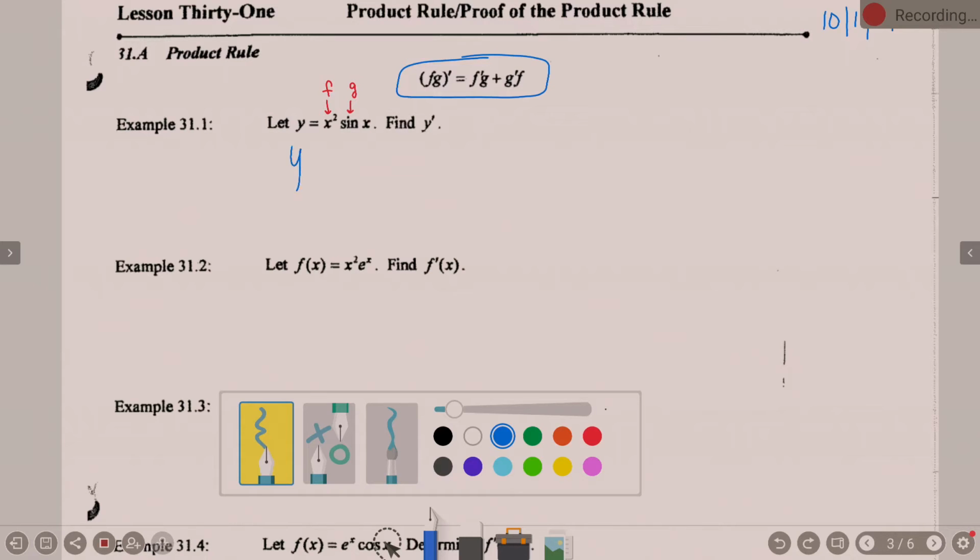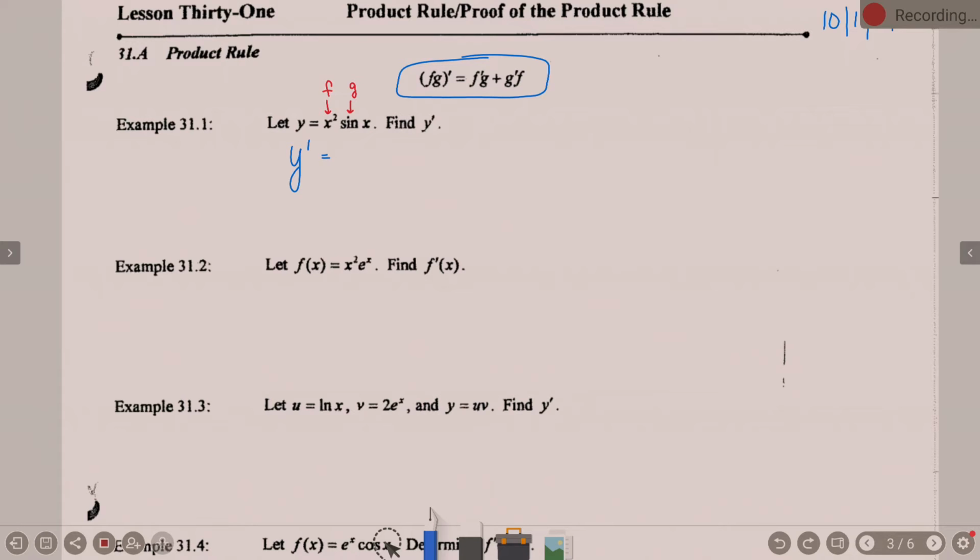So I'm going to write this out here. Y prime equals f prime, derivative of f. What's the derivative of x squared? 2x. And then we're going to keep sine x. And when it's a product rule, unless you have a negative in your derivative, we always add here. And this time, derivative of g. So what's the derivative of sine? The derivative of sine of something is cosine of something, times the original, which was x squared.